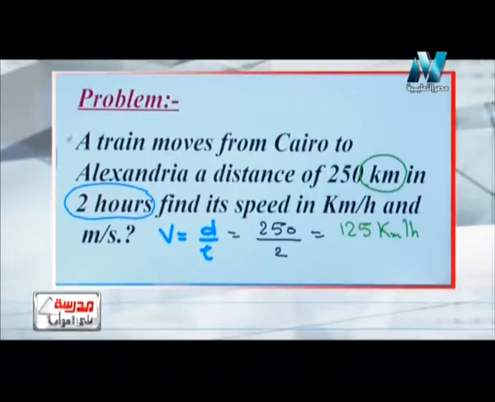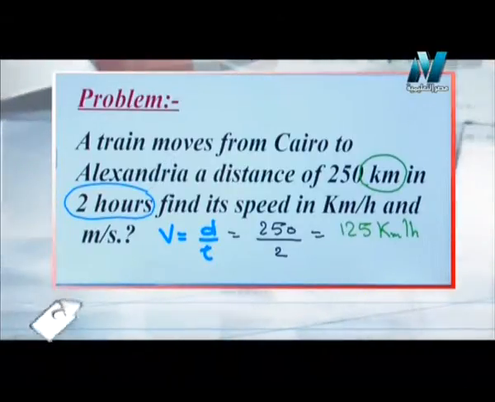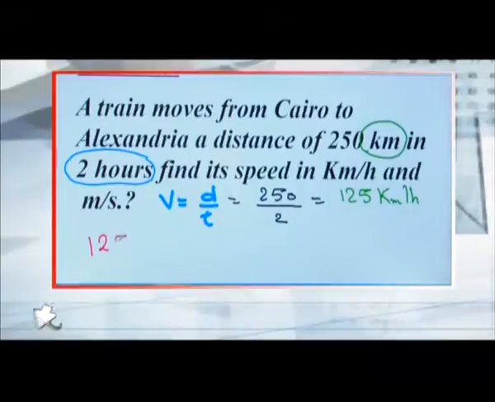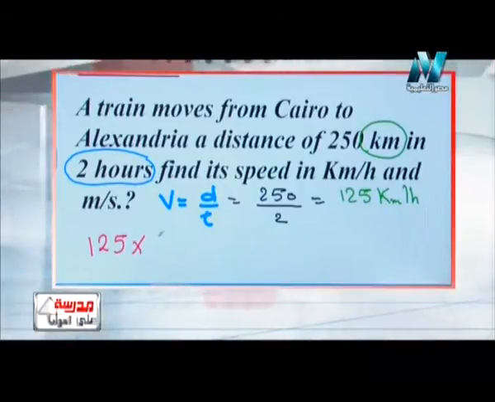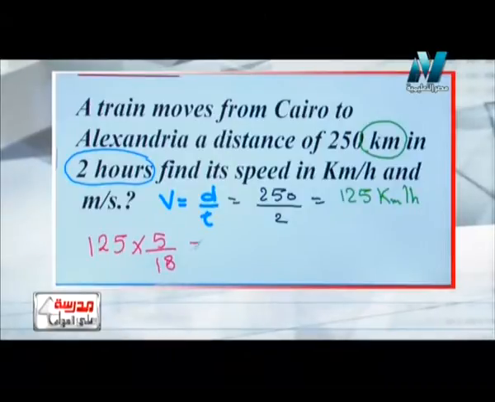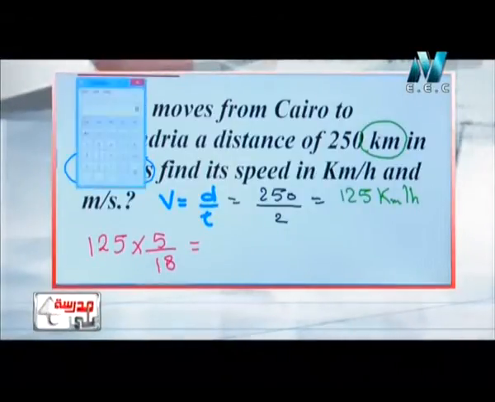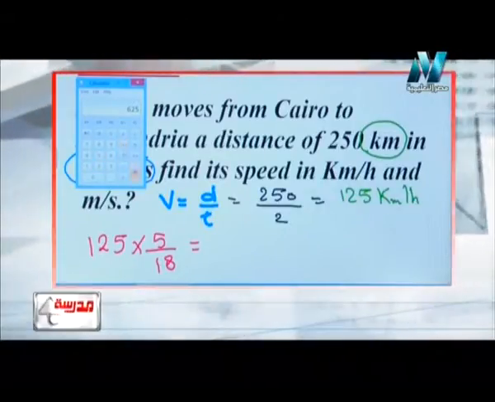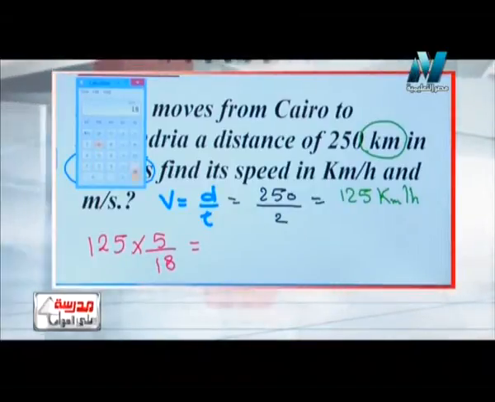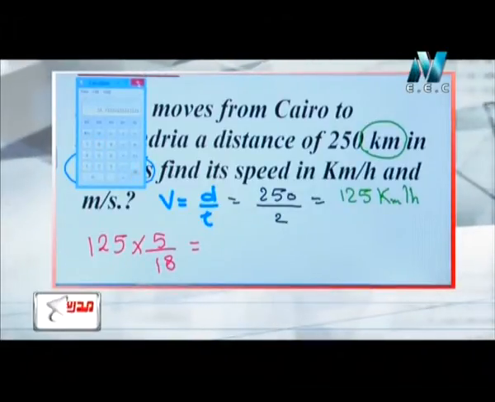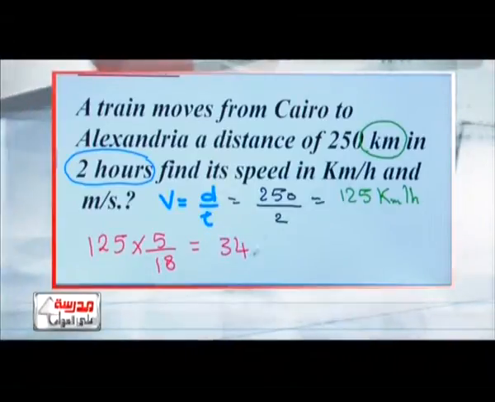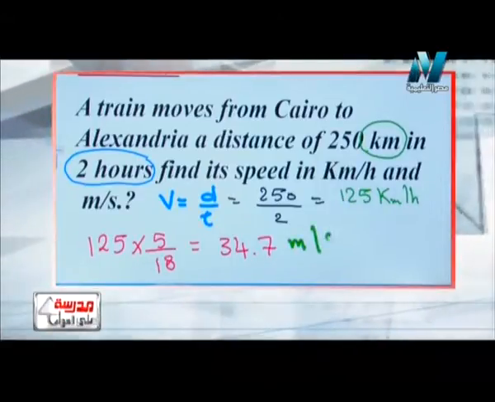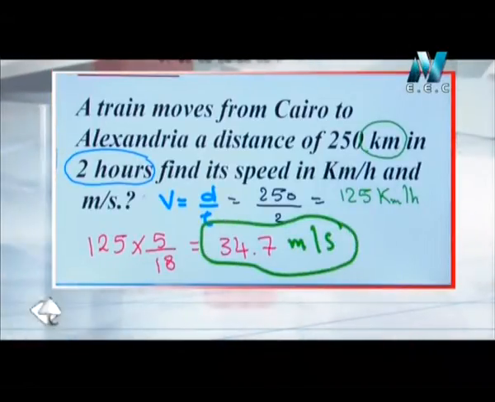طيب, how can we answer this question? By using what? By using meter per second. هقول له 125 times 5 over 18 equal how many? By using calculator اهو نفس الكالكوليتر هنستخدمه. 125 times 5 over 18 equal how many? 34.7. يبقى هقول له equal 34.7 ولازم اكتب له جنبيها ايه؟ ايوه meter per second, because we use another way to answer this question.